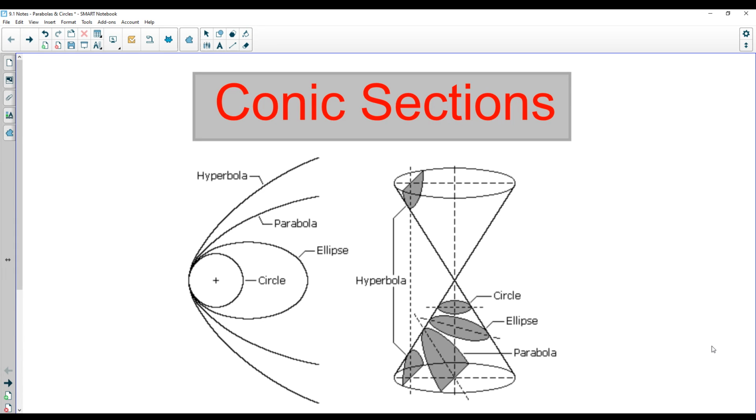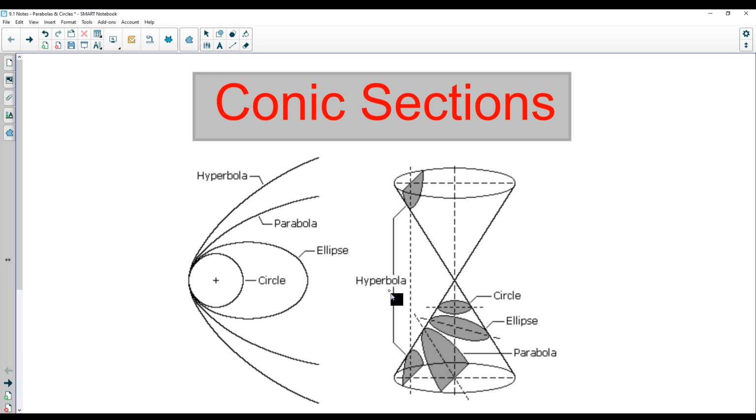Conic sections come from different pieces of a cone that have been cut, as you can see here. So hyperbolas come from a vertical cut through two cones. That creates two U shapes we call hyperbolas.